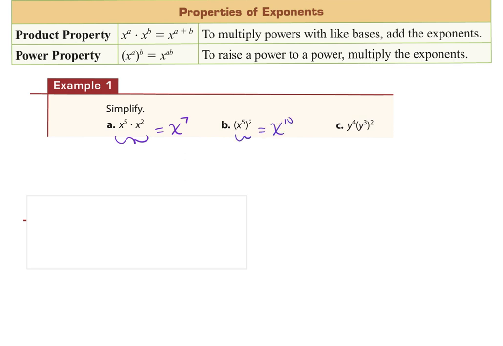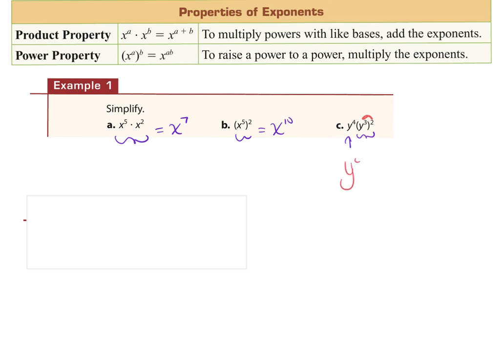But now we have both properties. And so when you start doing both properties, you have to think of the order in which you need to do those. Before you can multiply like bases, everything has to be out of the exponents. So before I can multiply this y to the fourth and this guy right here, I have to get him out of the parentheses. So I'm going to get him out of the parentheses by doing this multiplication first.